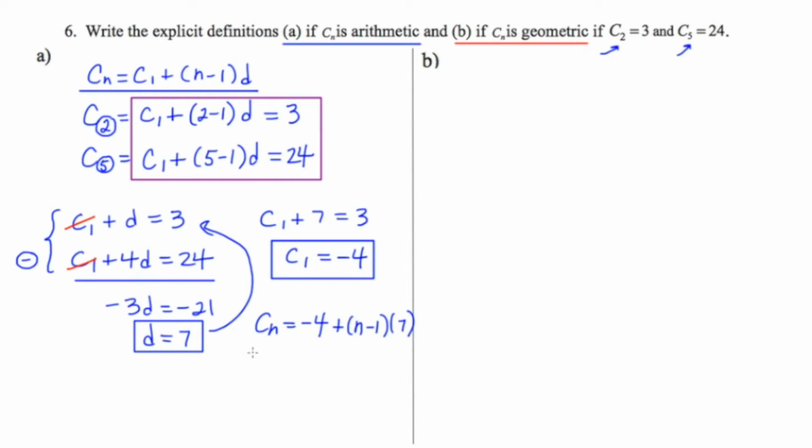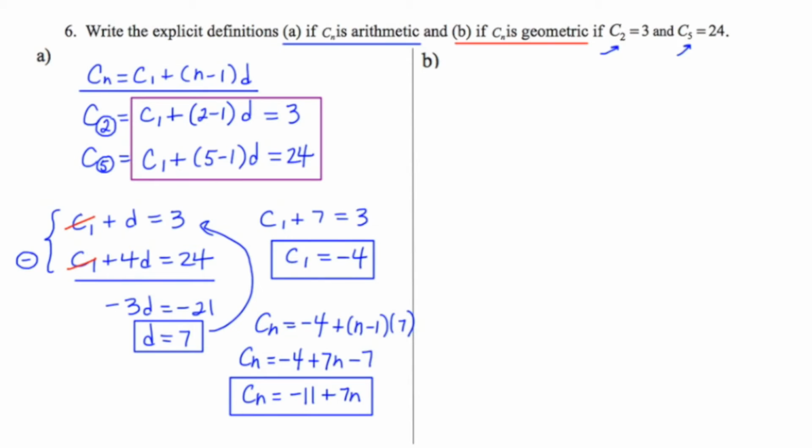Cleaning this up a little bit, I get C sub n is equal to negative 4 plus 7n minus 7, or C sub n is equal to negative 11 plus 7n. So this is the explicit definition, or the formula, which will give me or generate any term on this sequence.